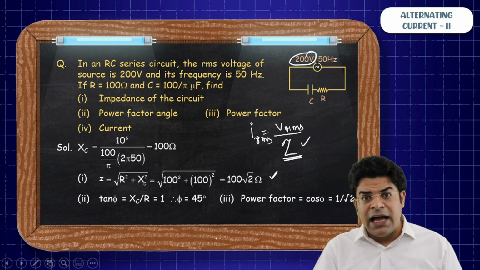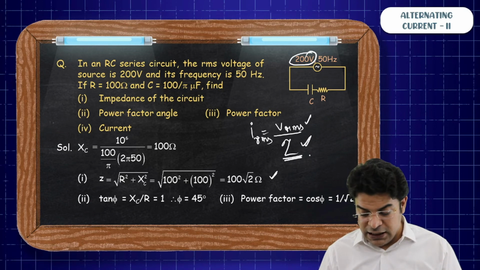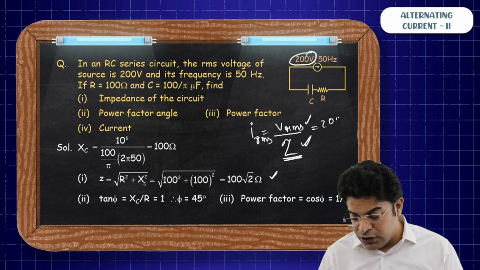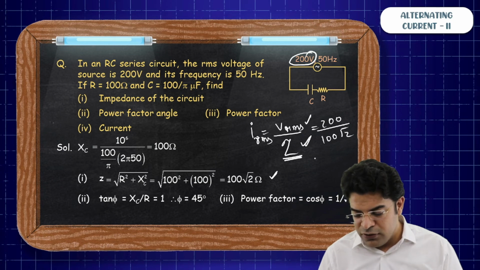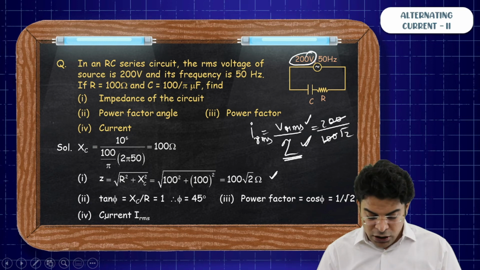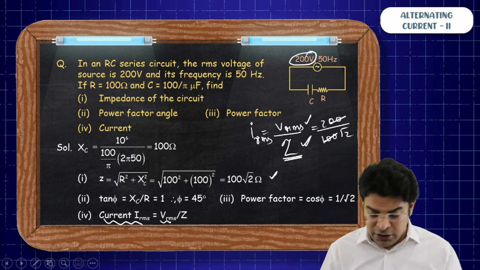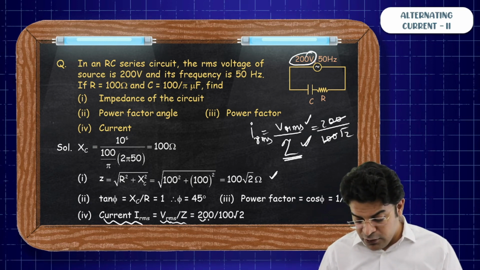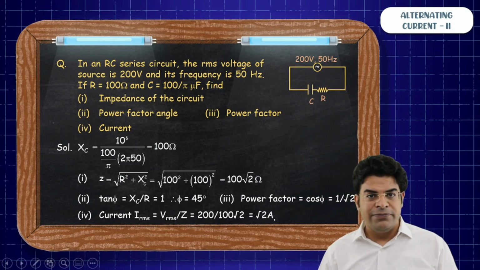So the IRMS will be equal to VRMS by Z, and VRMS is 200. So you get 200 upon 100 root 2. The 0 gets cancelled. You get 2 by root 2, that is root 2. So the IRMS will be nothing but VRMS by Z, that will be equal to 200 by 100 root 2, that comes out to be root 2 ampere. Easy? Let's move on.